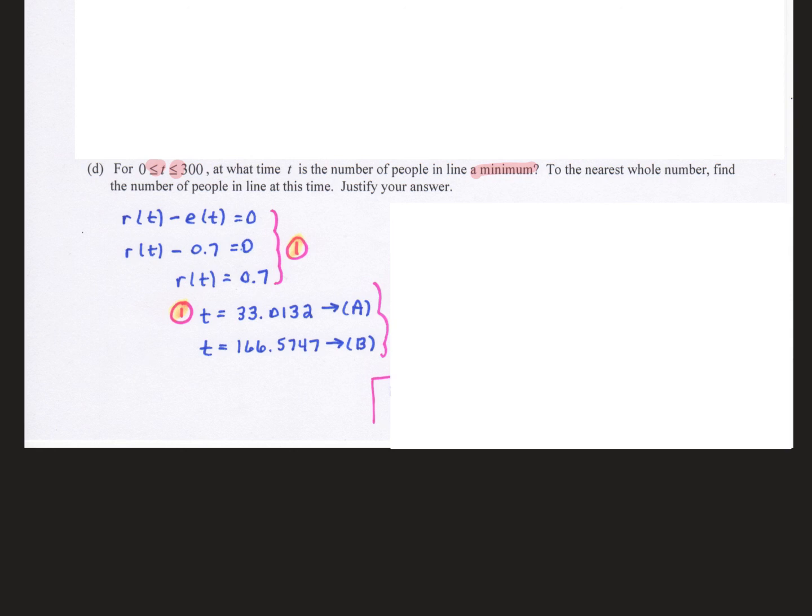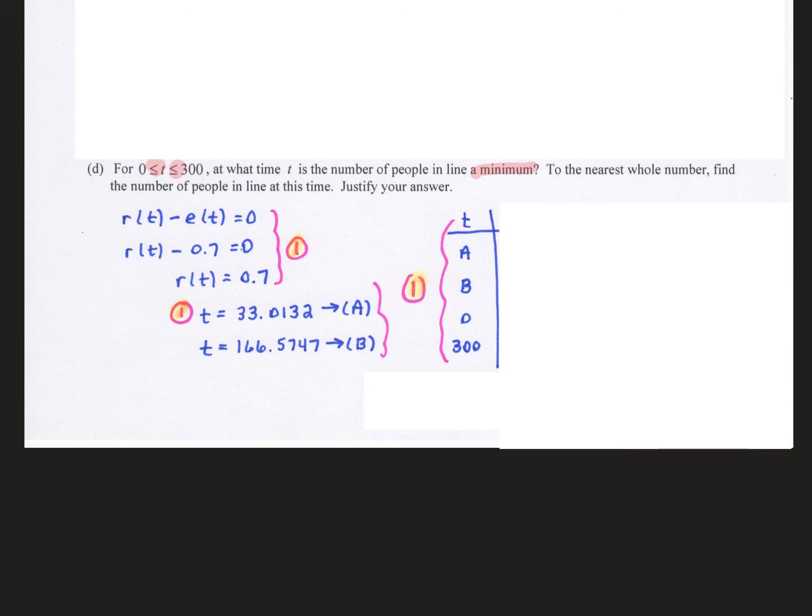Point-wise, what you're going to get is a point for one of these setups here. Any of these three, showing us how we're going to find that critical point, is worth 1 point. And to actually come up with this one critical point, the 33.013, is going to earn a second point in part D. And now I set up my candidates table with my 2 critical points and my endpoints of 0 and 300.